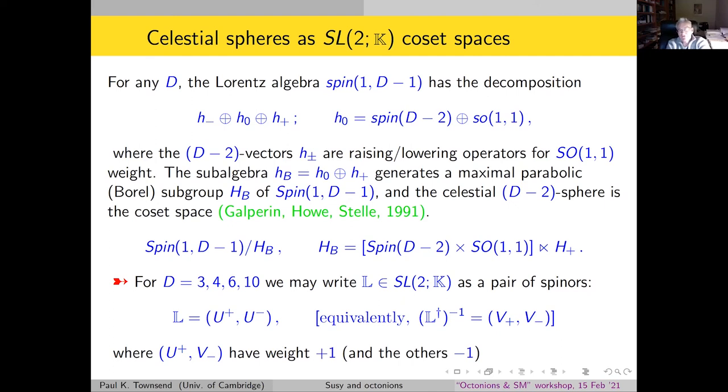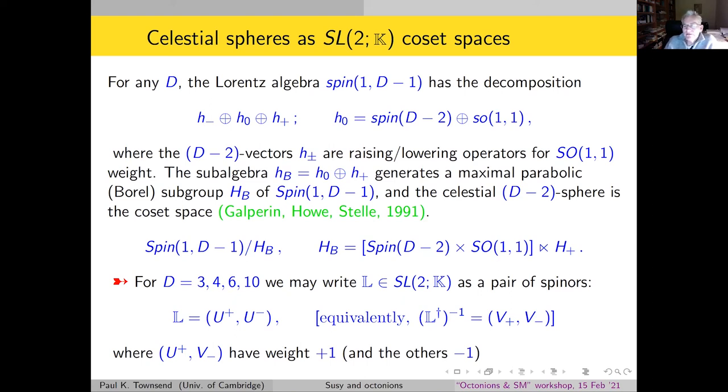The isotropy group preserves transverse rotations, but there's also an SO(1,1) factor. There's a decomposition of the algebra itself, which breaks into the weights of the various generators under SO(1,1). There's a bunch that have negative weight, which is actually a D minus two vector. They're both D minus two vectors: one has negative weight and one has positive weight, and they're essentially raising and lowering operators for this SO(1,1) weight. If you take just the algebra of H0 and the positive weights, then that generates a maximal parabolic subalgebra, or Borel. Well, I think Borel isn't strictly correct, but in any case it is sometimes called the Borel subgroup of this Lorentz group.